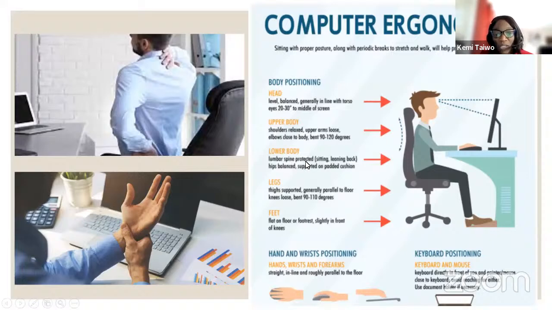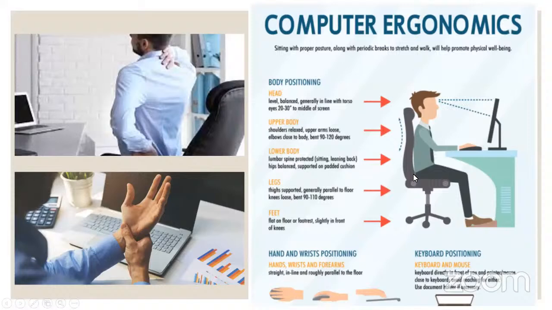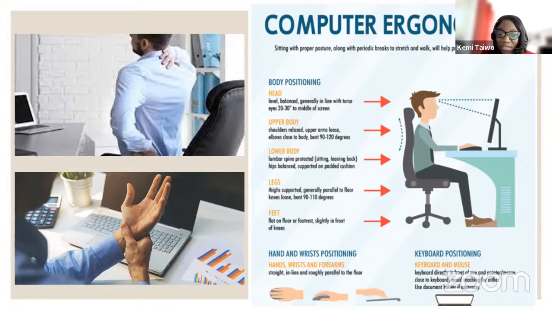And for your lower body, your lumbar spine here has to be balanced and supported on a padded cushion. And your legs have to be parallel to the floor. Your thighs supported, as the case may be. Your feet are flat on the floor, or if you're using a footrest, you have to ensure that your feet are flat. And then for hand and wrist positioning, make sure that your hand, your wrist, and your forearm are straight and about parallel to the floor.